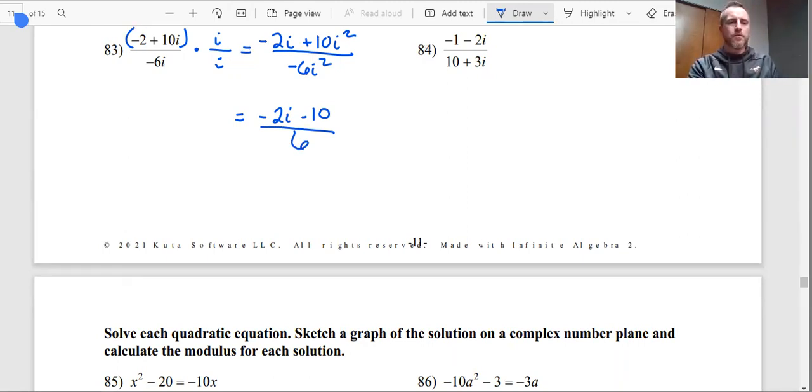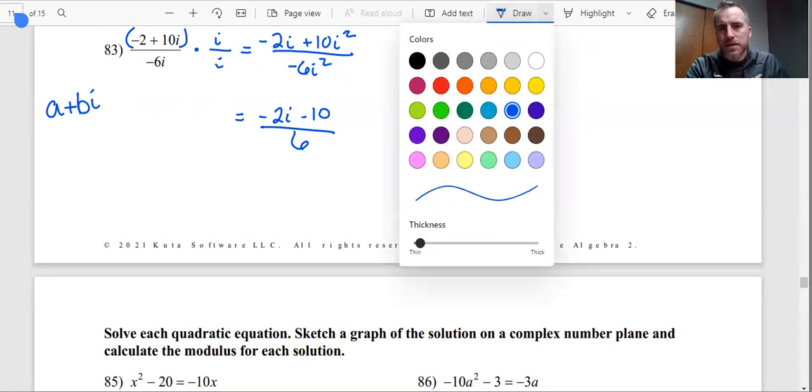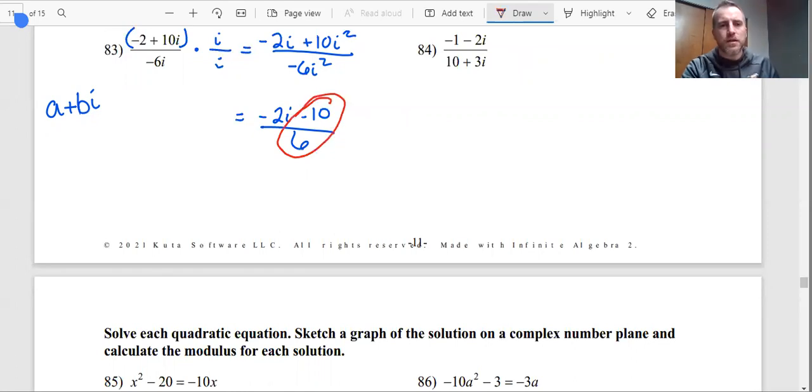All right, now complex numbers are written in the form a plus bi. So the real part comes first and then the imaginary part. On this one, number 83, the real part is the negative 10 over 6. Negative 10 over 6 is just negative 5 over 3. And then negative 2i over 6 is negative 1 over 3. And that is the imaginary part.